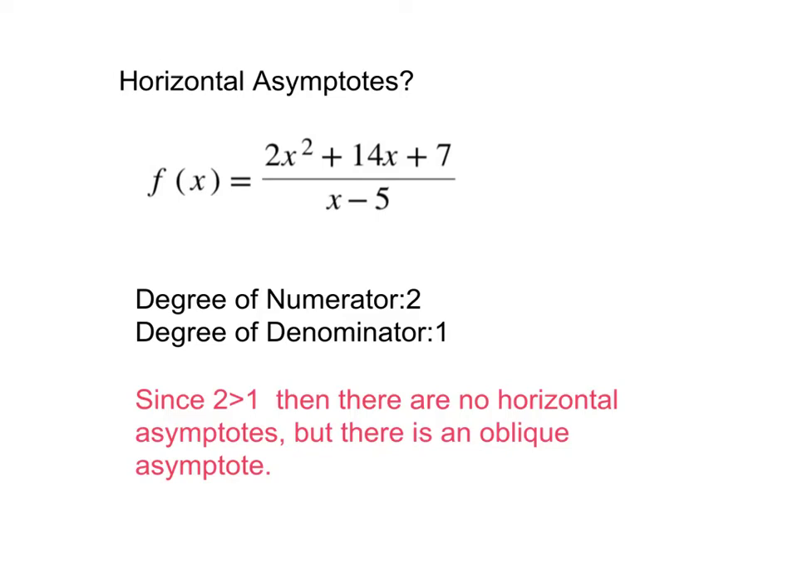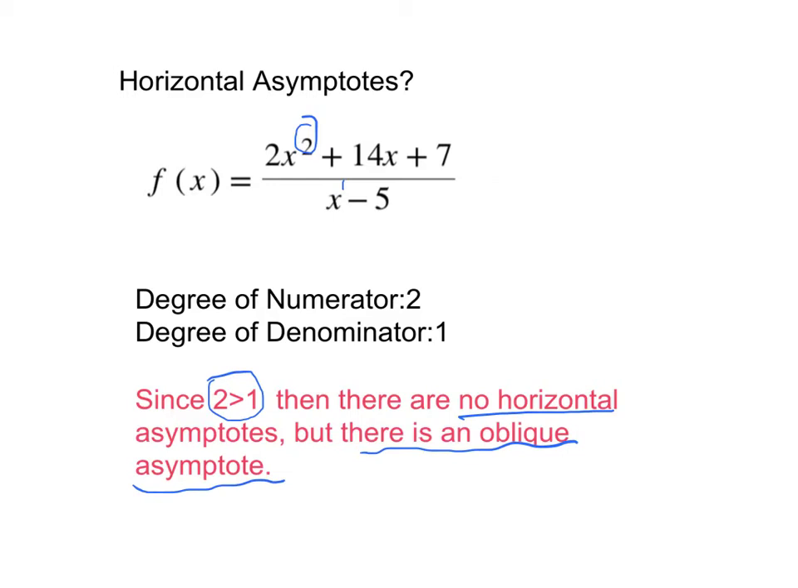Now on to the horizontal asymptote. Again, what we're going to do is look at the degree of the numerator, 2, and the degree of the denominator, 1. And since 2 is greater than 1, what this indicates is there are no horizontal asymptotes. However, there is an oblique asymptote. Finding the oblique asymptote requires a little bit of work.